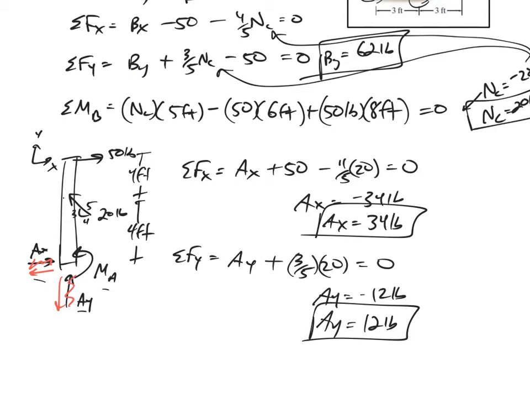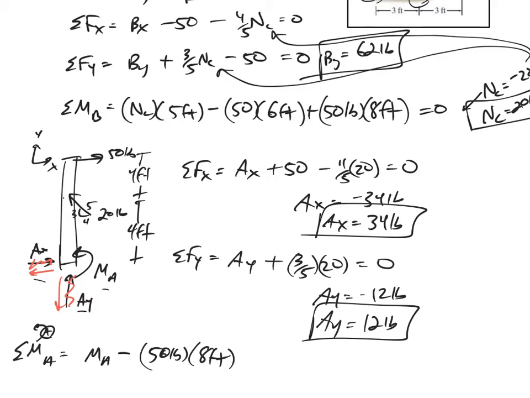And then my last equation, summing the moments about A. No matter where I sum the moments about, I need to include MA. I drew it counterclockwise, so counterclockwise is positive. All right, so I've got MA. Let me go ahead and do that. 50 pounds. Its perpendicular distance is 8 feet away. That would be creating a negative moment.